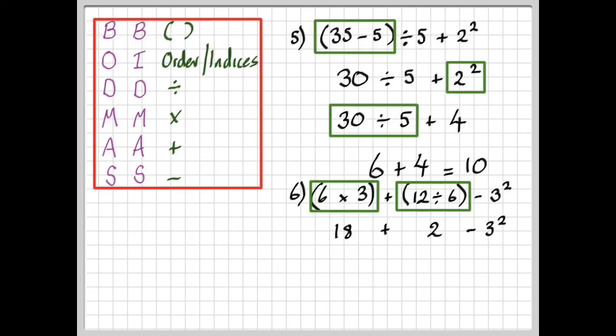Now I fill in all of the things that I wasn't able to do beforehand. What have I got next? Well, it's order and indices, and there it is, right at the end, 3 squared. So I'm going to do 3 squared, which is 9. Now I'm going to fill in all the things that I didn't do before, and all I've got left then is plus or subtract. And I'm going to do the plus first. That's what BODMAS or BIDMAS tells me to do.